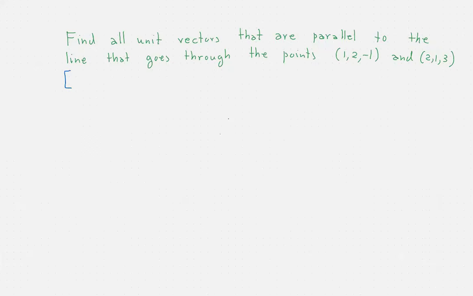So we would like to find all unit vectors that are parallel to the line that contains the points (1, 2, -1) and (2, 1, 3). So first of all, let's recall a few things.